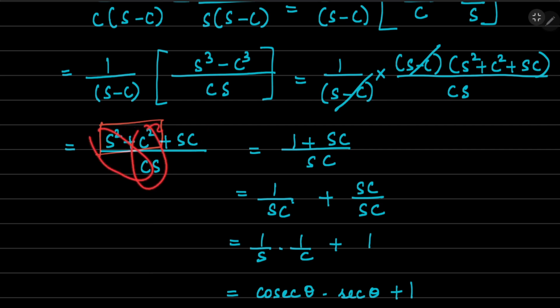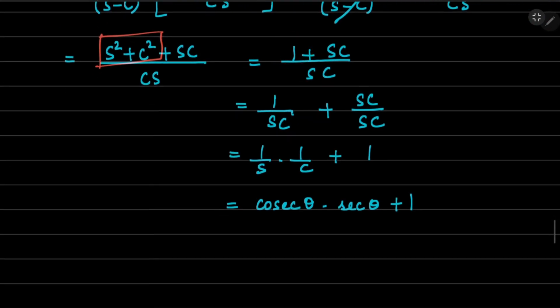Tan plus cot plus 1. But here what we need is cosecant into secant plus 1. So that's why we just took this identity wherein we combine sine square and cos square as 1. Okay, so this is what is your RHS. Hence proved.